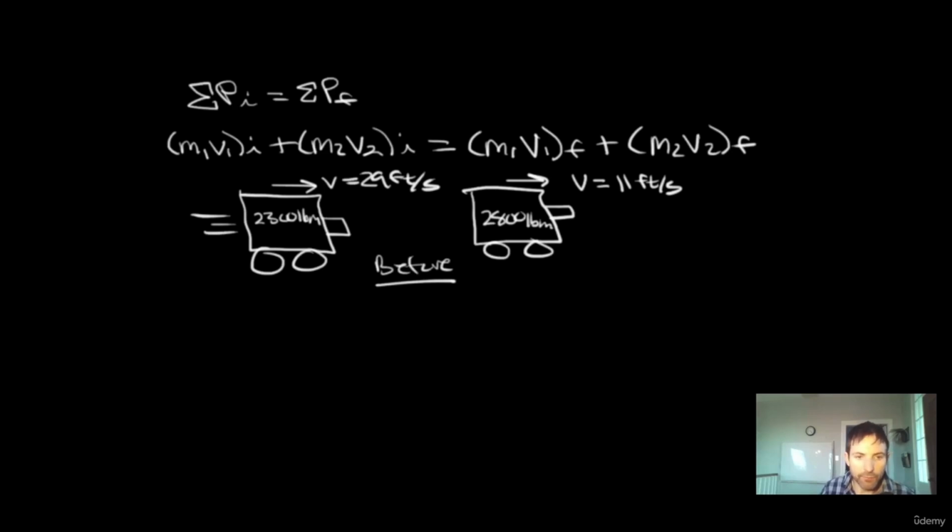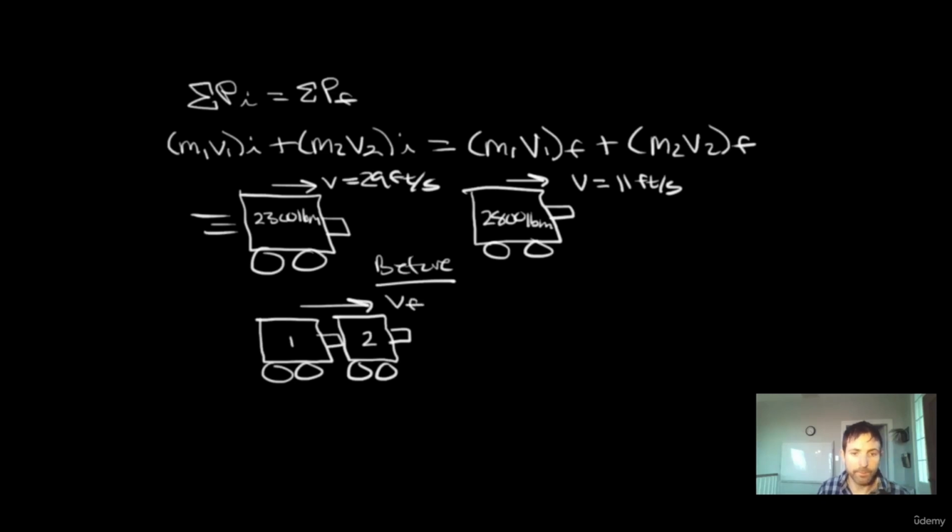Now, after impact, you will see both of these objects are now combined and traveling together in one velocity. So, what is that velocity and how do we represent it based on the conservation of momentum that we just stated?